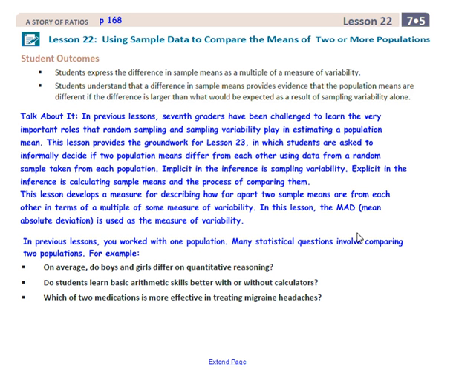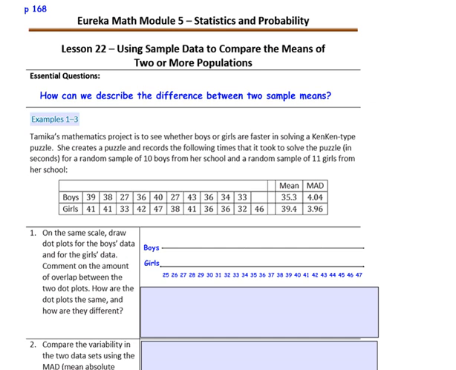For example, on average, do boys and girls differ on quantitative reasoning? Do students learn basic arithmetic skills better with or without calculators? Which of two medications is more effective in treating migraine headaches? Pause the video and copy the essential question. How can we describe the difference between two sample means?